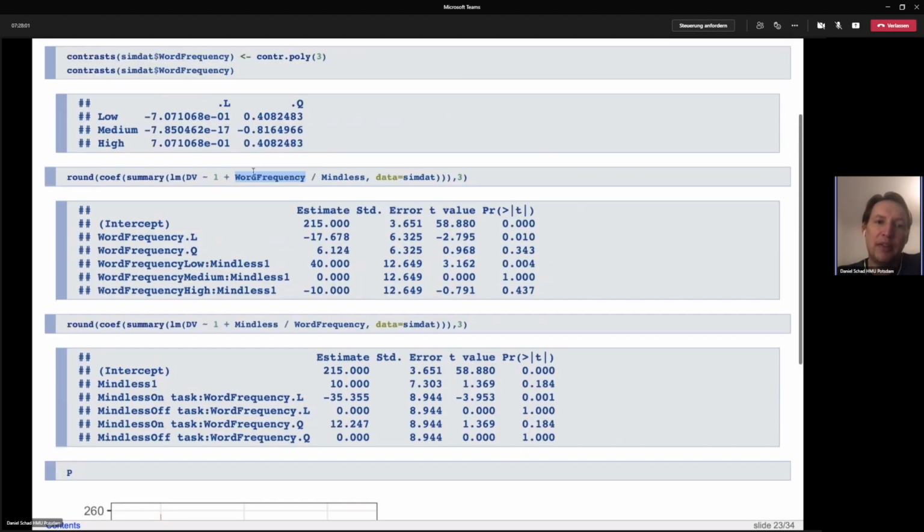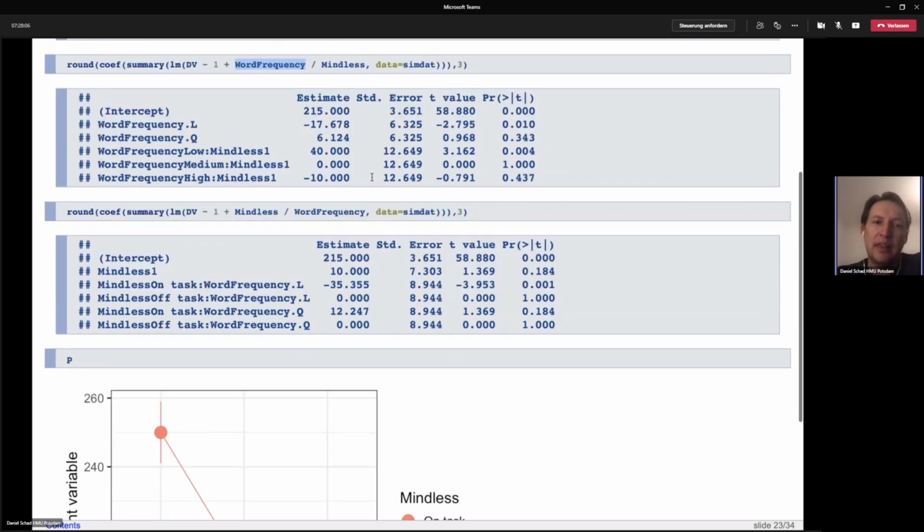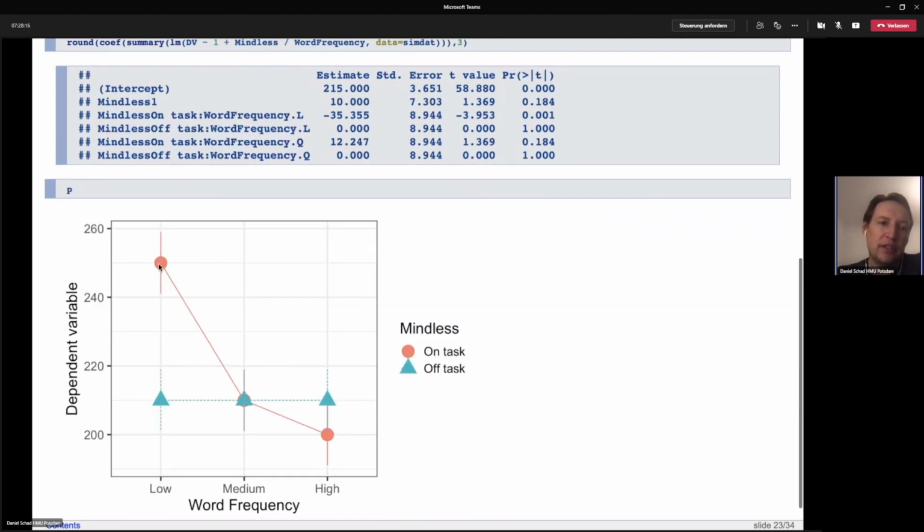And we can specify that here, word frequency slash mindless, and then we get an effect of 40 here. So this is word frequency low. If word frequency is low, then we get the effect of mindless reading of 40. That's the difference here. 250 minus 210 is 40.